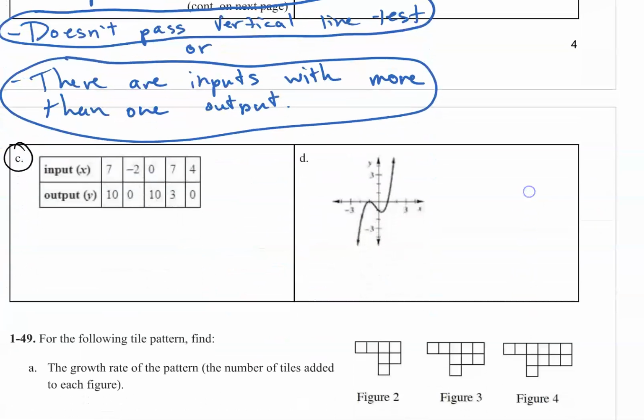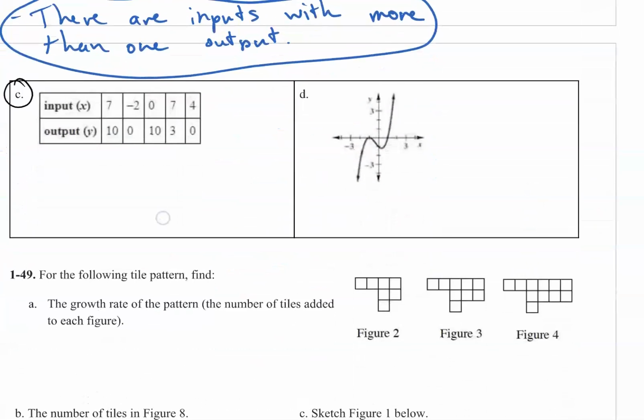And let's do C. Alright, so C, this is like our vending machine example. When you press button 7, the output is 10. When you press button -2, the output is 0. So we're looking for repeats, and there's 2. There's a repeat in the output, repeat in the input. But here's the problem. The input 7 has 2 different outputs.